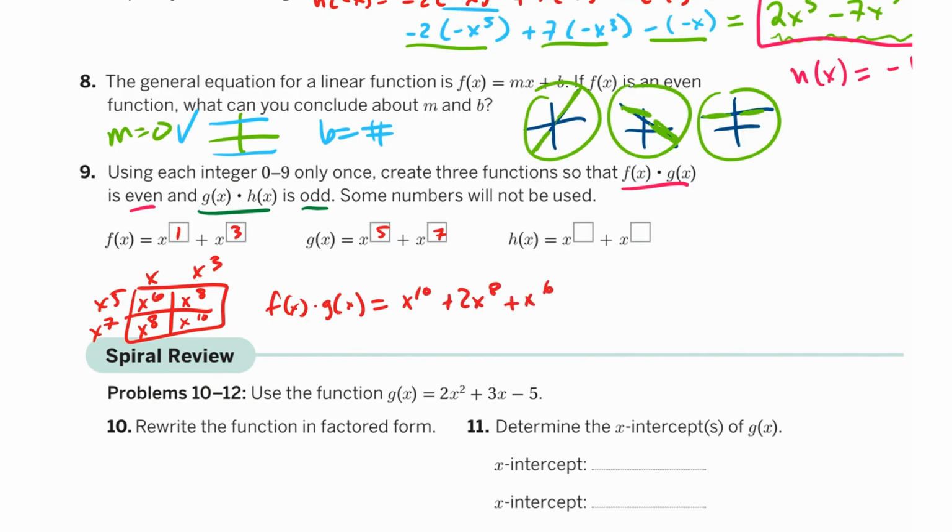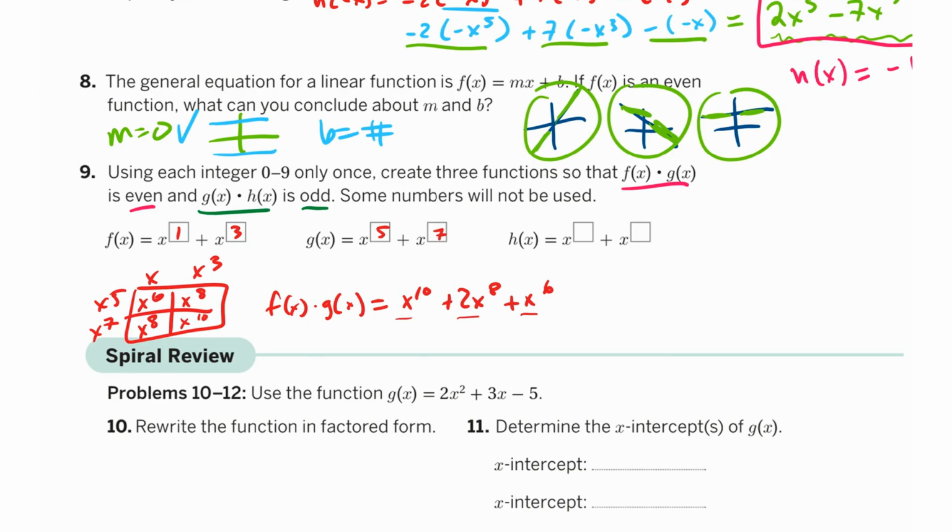And so in that one, since all of these are even, when I plug in a negative x, all those negatives end up going away. So I'm going to make sure that those are all odd. Again, if you used 1, 3, 5, and 7, great. If you use different numbers, also great. But as long as each of the exponents in f of x and g of x is odd, that will make f of x times g of x even.